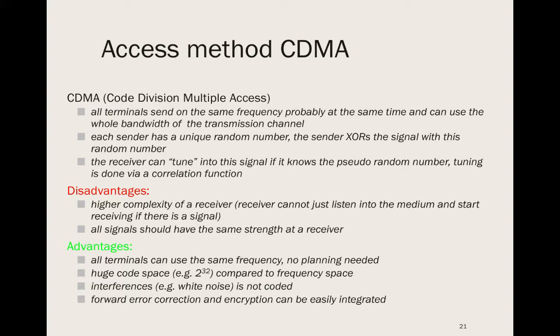The disadvantages of CDMA are that it has a higher complexity compared to the other ones, and all signals should have the same strength at the receiver. But the advantages are that all terminals can use the same frequency with no planning needed, because they're all going to code the data so they can all use the same frequency. There's a huge code space compared to the frequency space, and the interferences or noises are not coded. Forward error correction and encryption can be easily integrated into this system.